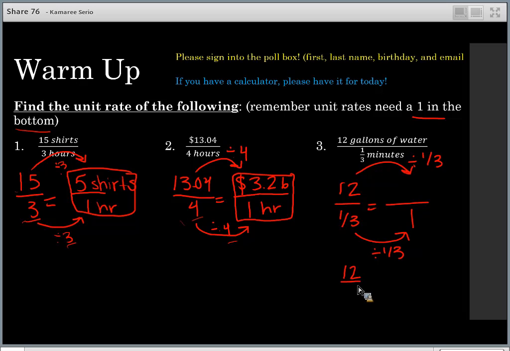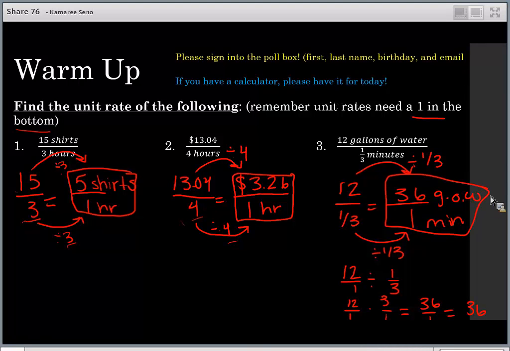So you have 12 over 1 divided by 1/3. Here, when you're dividing with fractions, remember you have to copy dot flip. So copy your first one, 12 over 1. Your dot is taking this division and making it multiplication. And then you have to flip this last fraction to 3 over 1. Okay, so 12 times 3 gives you 36 over 1, so this is just 36. So this is 36 gallons of water every 1 minute.